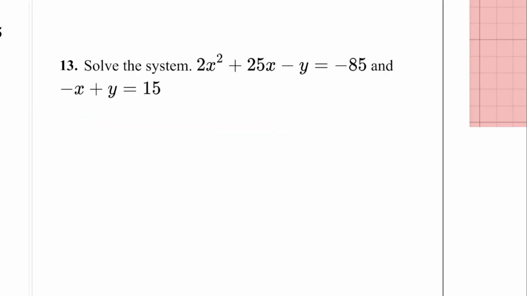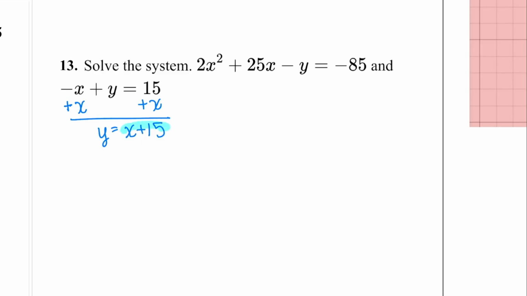Number 13, solve the system. We have a quadratic equation here and a linear equation. And what we can do is solve the second equation for y and then plug it into the first one. So let's add x to both sides. And we'll go ahead and get y equals x plus 15.